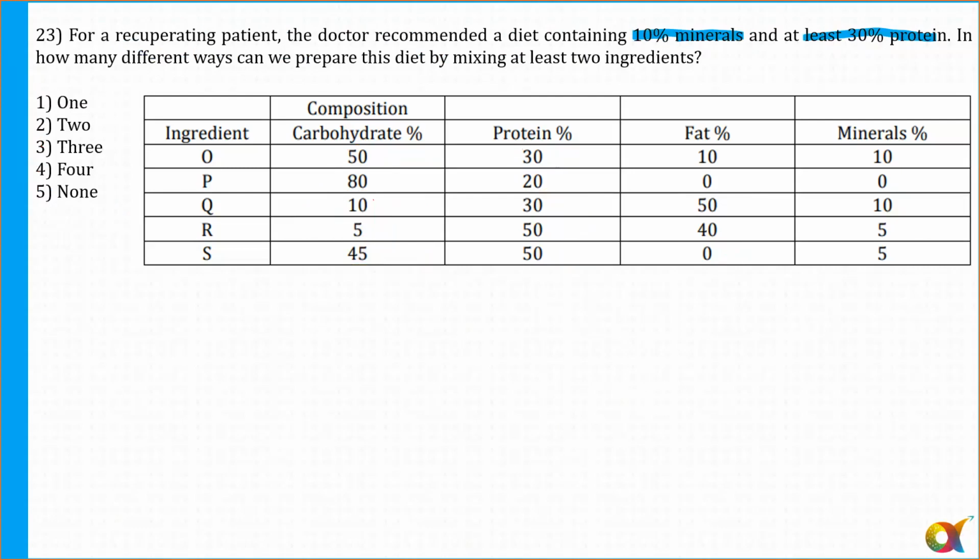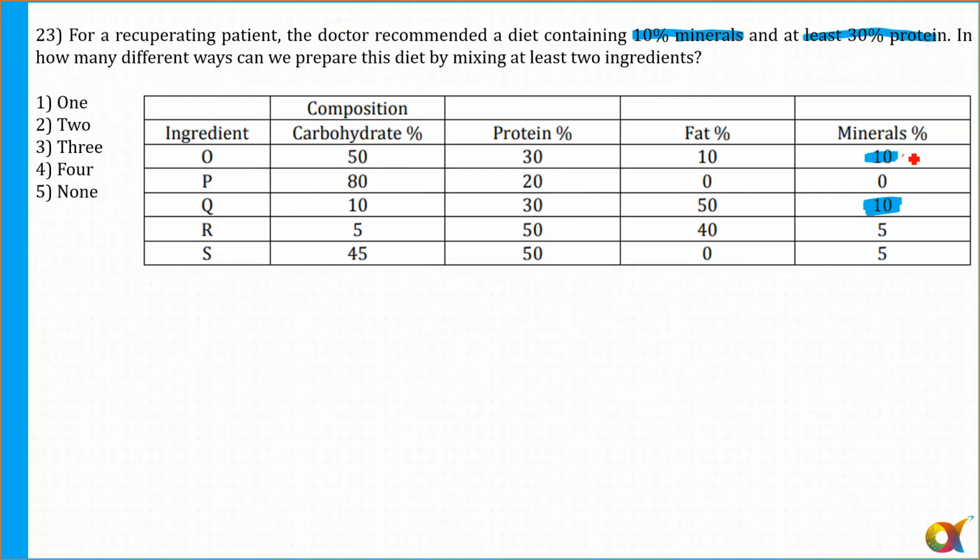So if I need the minerals exactly 10%, I can't take P. Only in these two, O and Q, the mineral is 10%, and in no other cases can mineral be 10% by mixing, because the rest of the values are less than 10%. If all the values are less than 10% and I mix with something in any ratios, the value is always going to be less than 10%. Yes or no? So only one possibility is visible, that is O and Q.